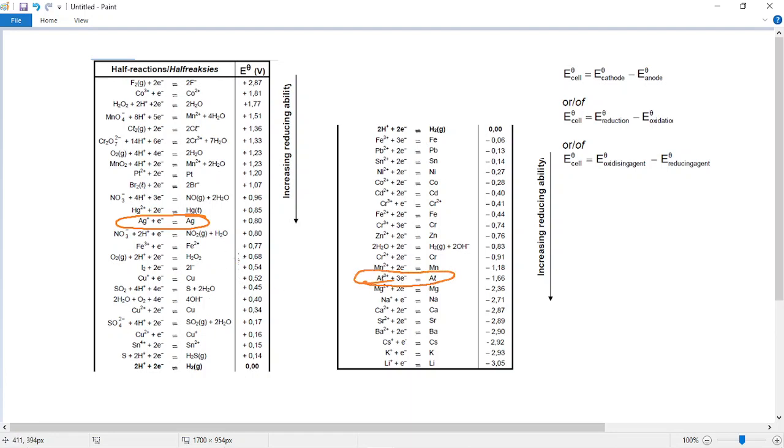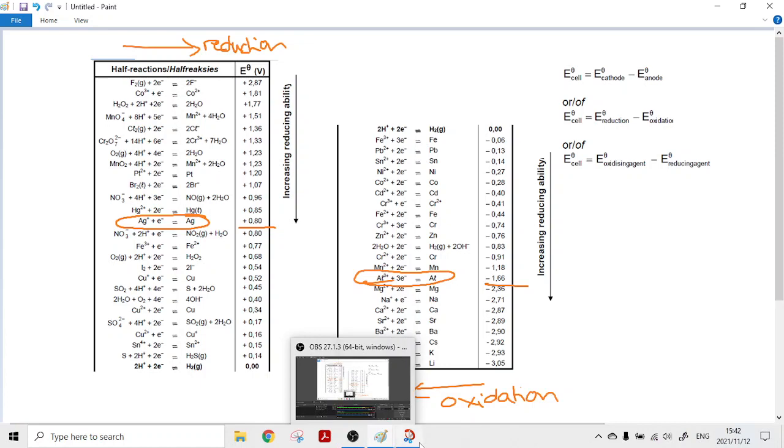Obviously my table is split, but you can see that this one has a positive value and this one has a negative value. So if you have a positive value, you know that the forward reaction will take place. The forward reaction is reduction, or the forward reaction is favored, and the backward reaction is oxidation. Okay, so if you've got a negative value, the oxidation reaction is more likely to occur.